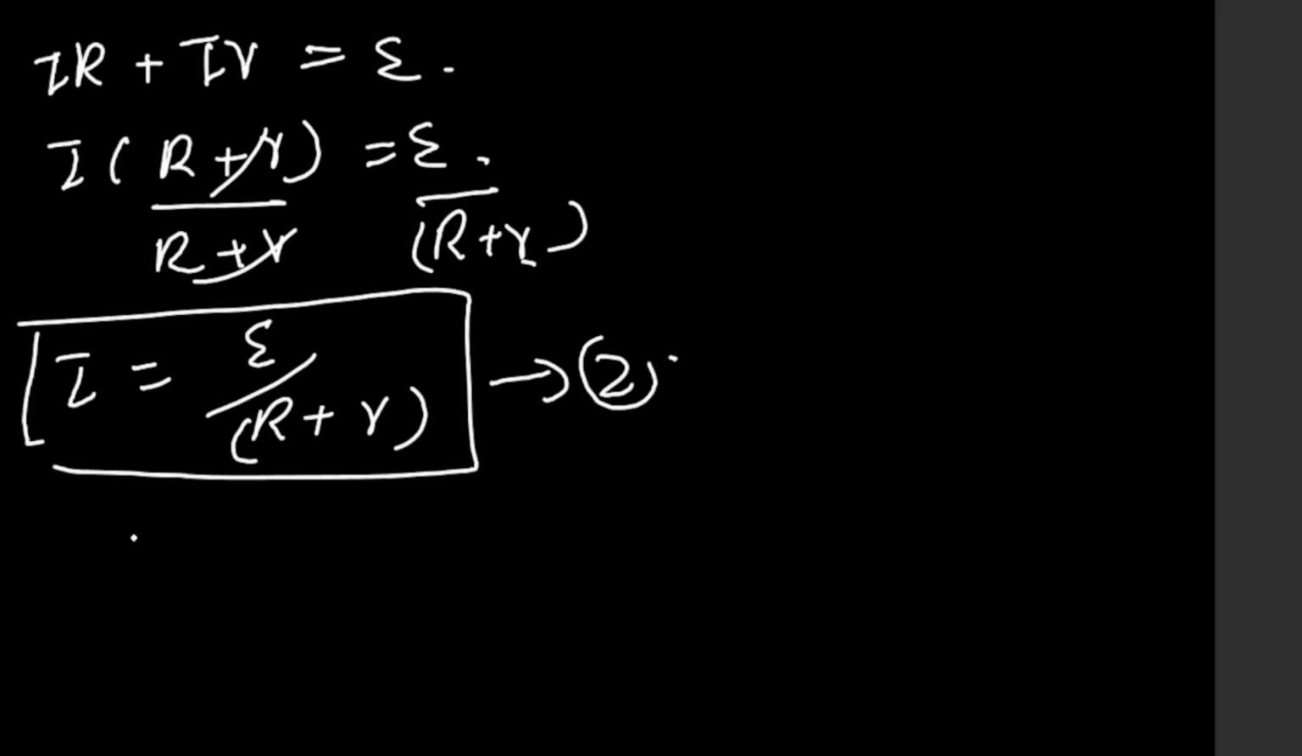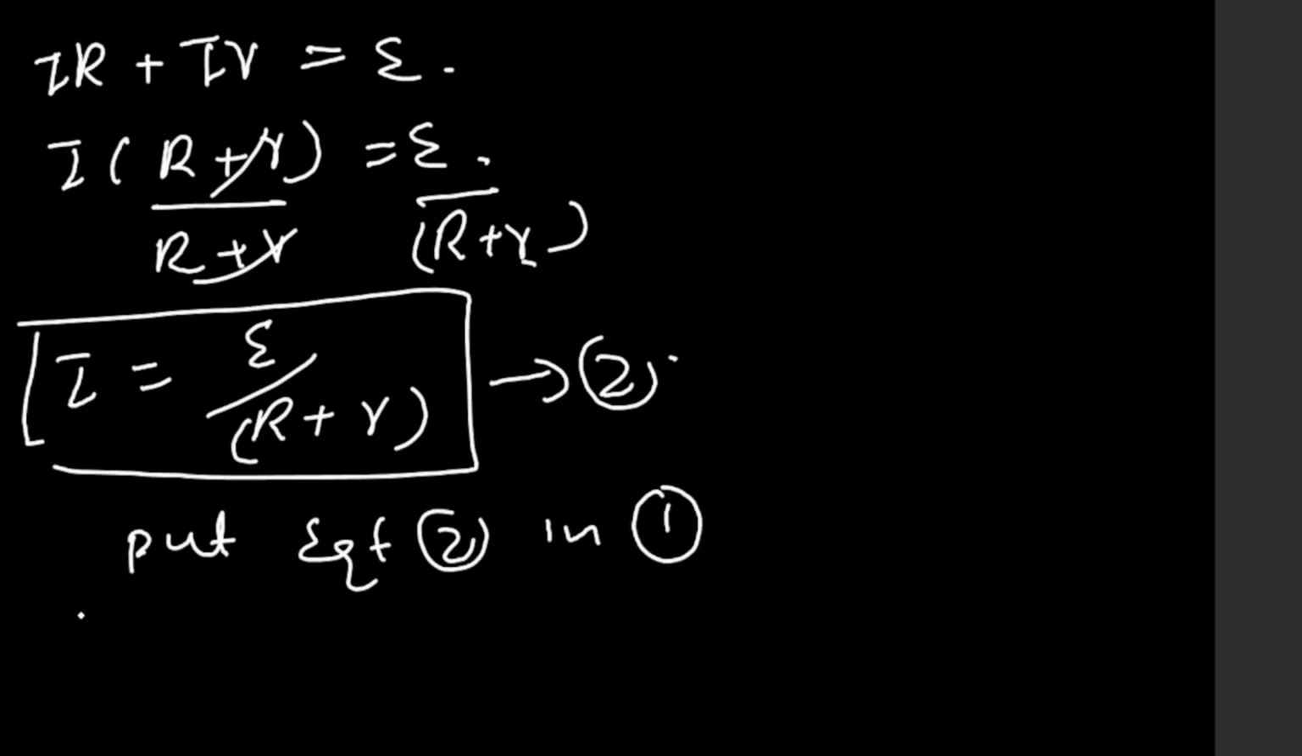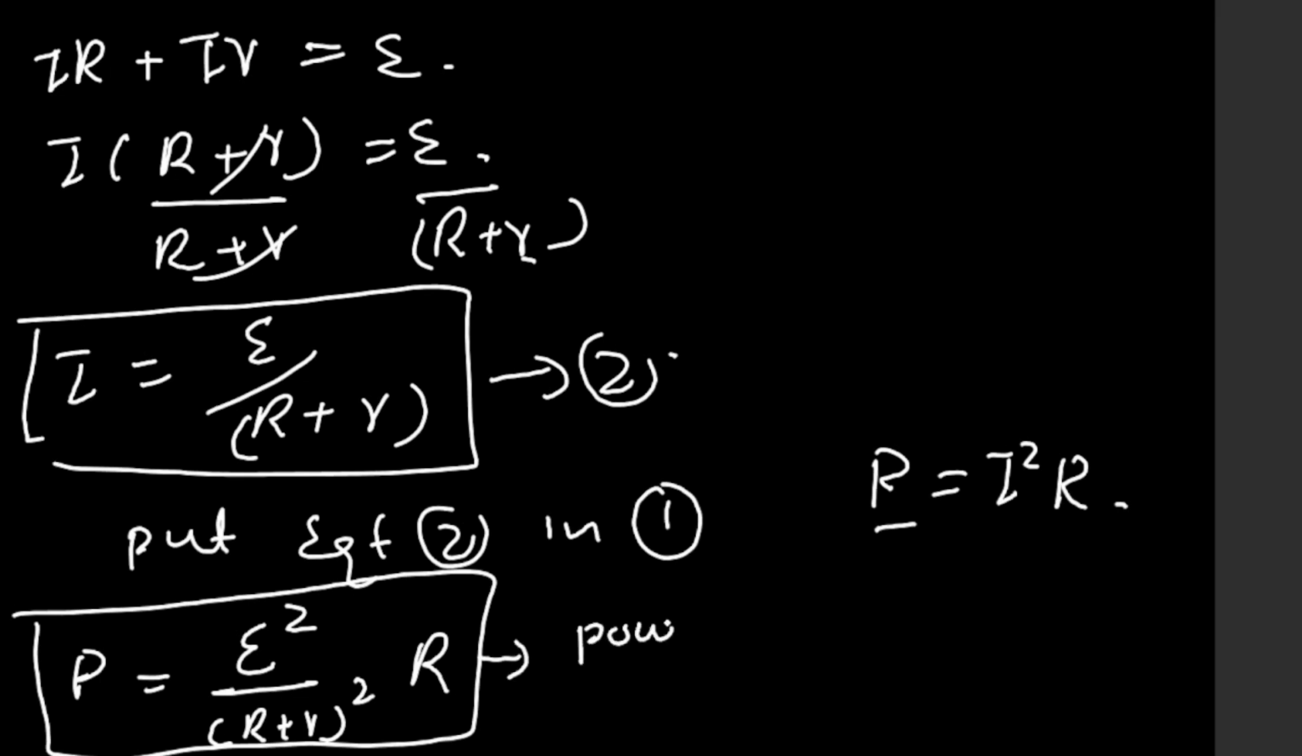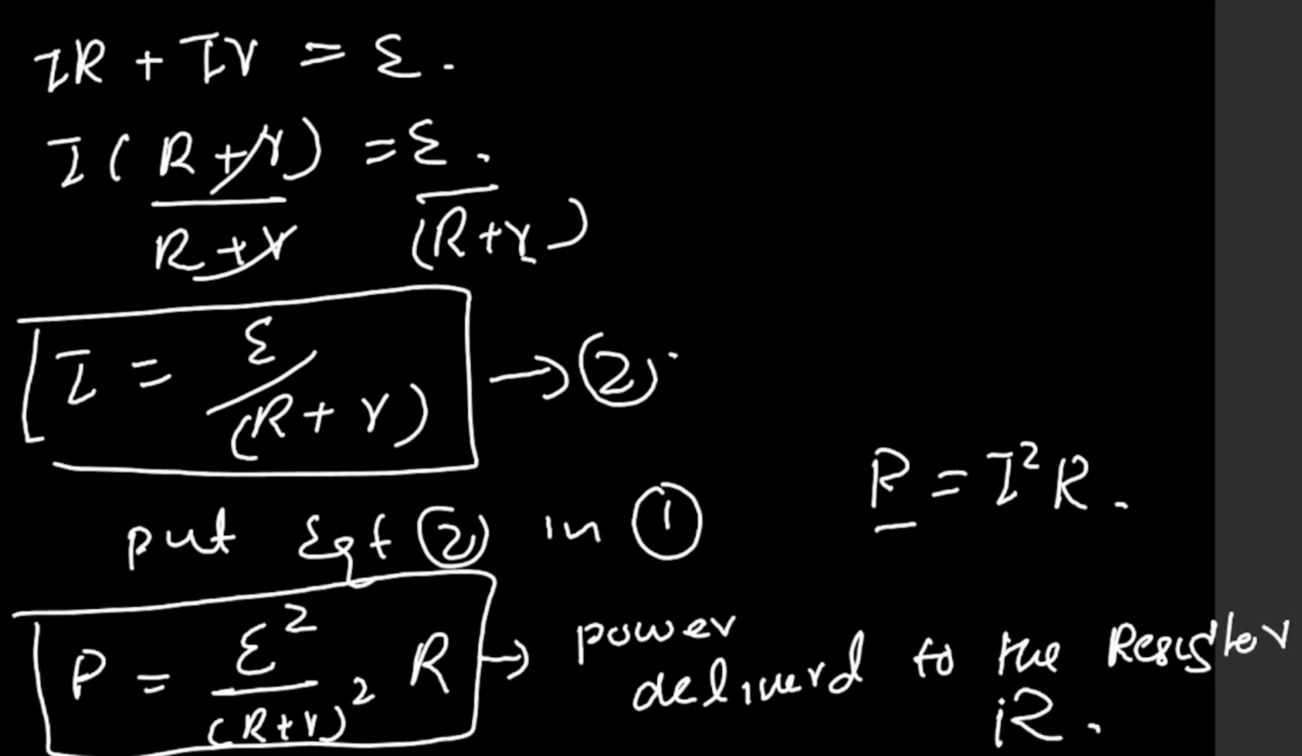Now we put equation 2 back into equation 1, which was P equals I squared R. So it will be E squared divided by (R plus r) squared, times R. This is the power delivered to the resistor R, the external resistance.